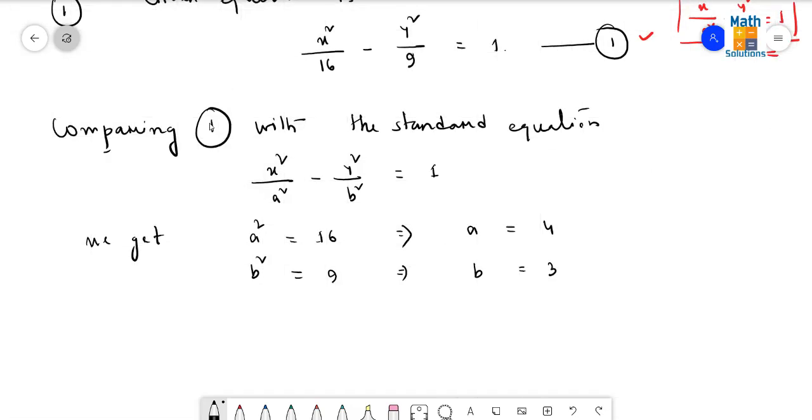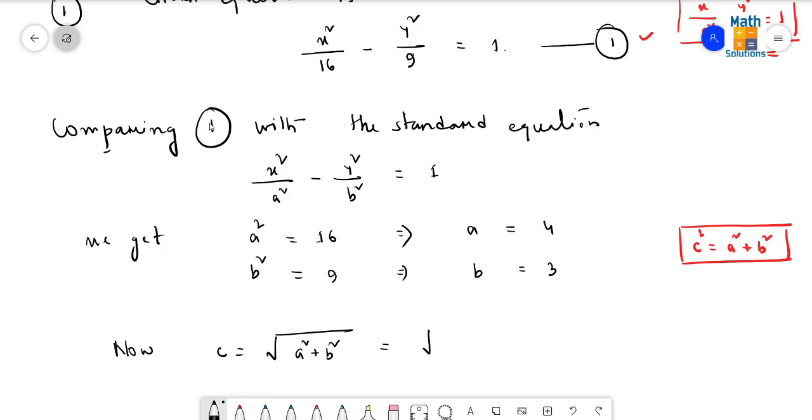After this, we already know the relation between a, b and c is c square is equal to a square plus b square. So this relation we shall use for finding the value of c, so that we can determine the coordinates of foci. Now c is equal to square root of a square plus b square, which is the square root of 16 plus 9, equal to square root of 25. The result comes as 5.